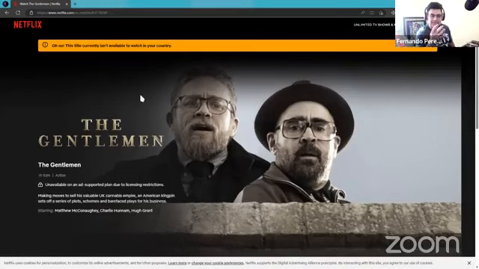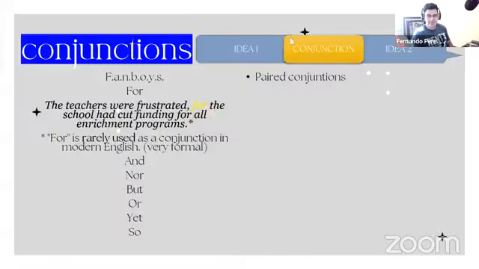And it's so interesting because there is a contrast with the street gang that makes marijuana in a garage. So you have the contrast of very educated persons and very uneducated persons, and the language is so massively different. You should definitely watch this movie in English with English subtitles. So, for is not common in modern English. Okay?